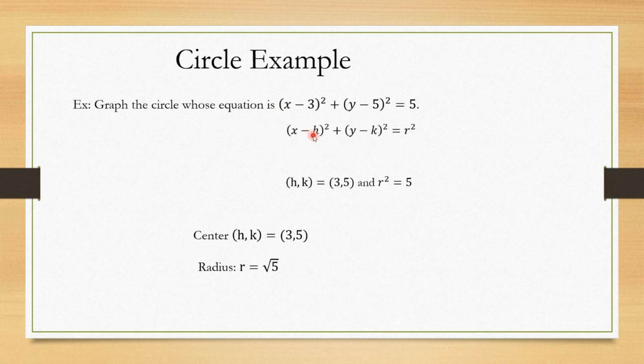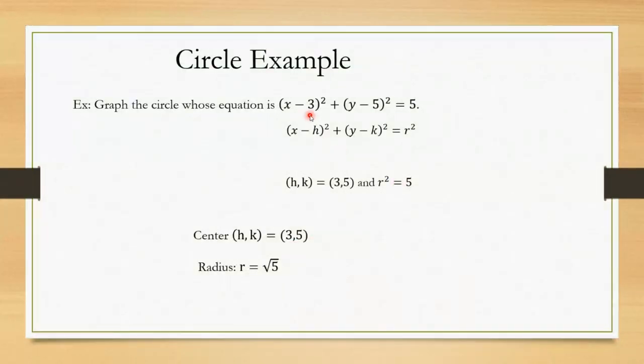The center is (h, k). And you can see just by comparing it, right? We have h is 3, k we could take to be 5. r squared is 5, so r, the radius, is radical 5, the square root of 5, in other words. So that's what we get here, the square root of 5 as the radius.